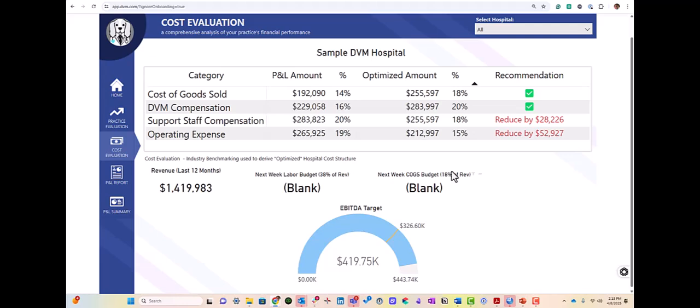Down here, these labor budgets, if you download weekly into QuickBooks, your revenue, you'll be able to get a budget for the next week based on the revenue that you downloaded the week before. So these will give you rough numbers, rough targets to kind of start to control your COGS and start to control your labor a little bit. Another way to kind of look at your hospital right here, you can see basically here's where they are, here's where we want to be, and here's where they are. So this hospital is a little bit over optimized that way.